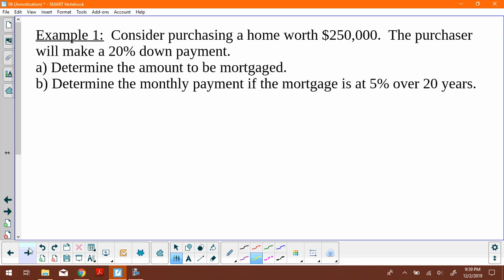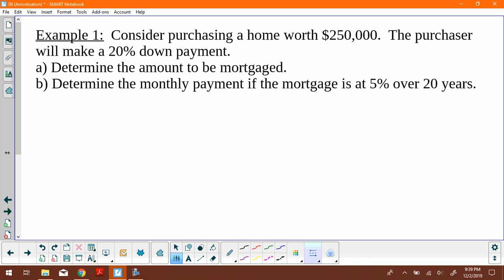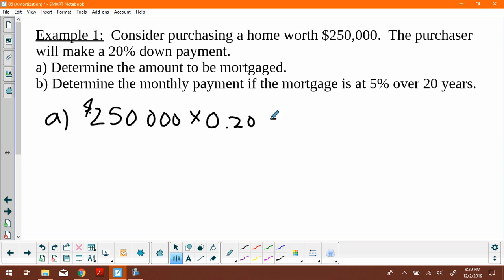So here's example one. Consider purchasing a home worth $250,000, and the purchaser is going to make a 20% down payment. First, we're going to determine the amount that we're actually going to mortgage. Because we're making a down payment first, we don't have to mortgage the whole amount. So for part A, all we have to do is figure out what's 20% of $250,000. That's 250,000 times 20%, which is 0.20, and that comes out to $50,000.